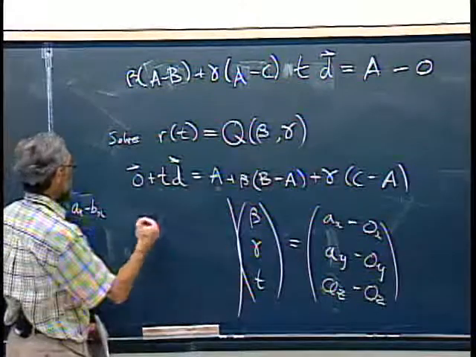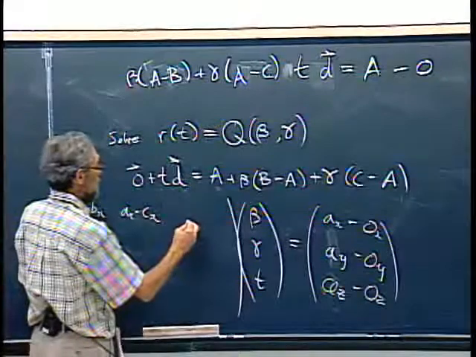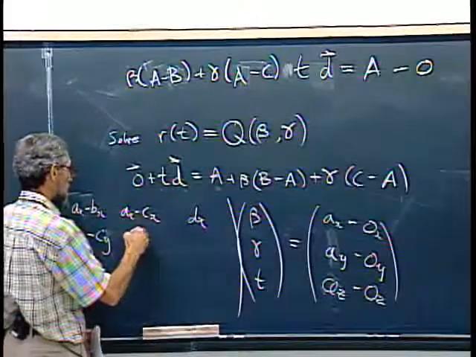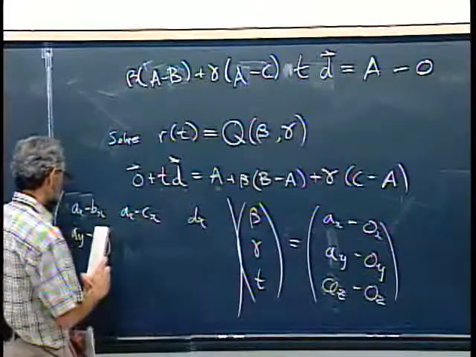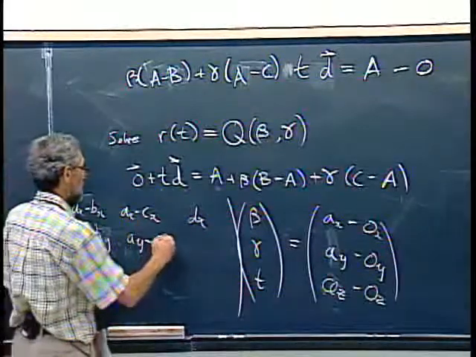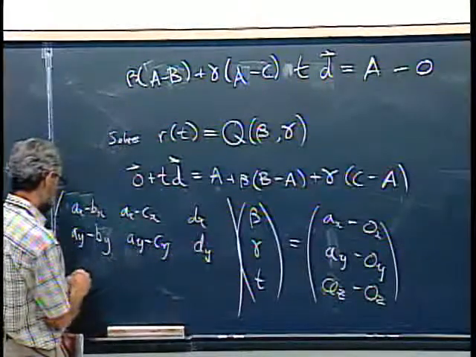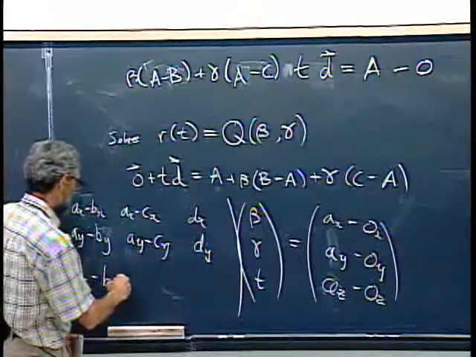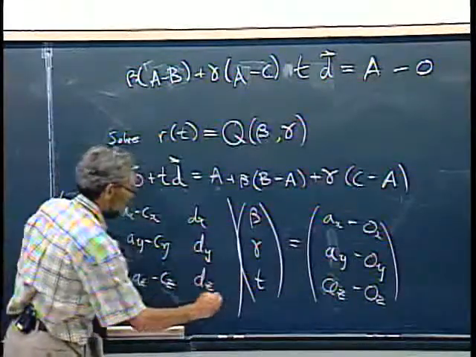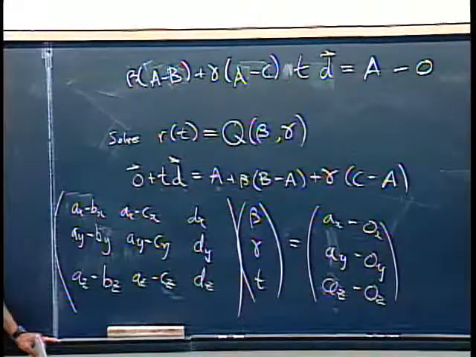Let's see. So now the x component is going to be AX minus CX, and the x component of this is going to be DX. And similarly, AY minus CY. Nope, I substituted the wrong thing again. AY minus BY, AY minus CY, and DY. And this is going to be AZ minus BZ, AZ minus CZ, and DZ. Okay, so I've given the matrix form of the three equations in three unknowns.